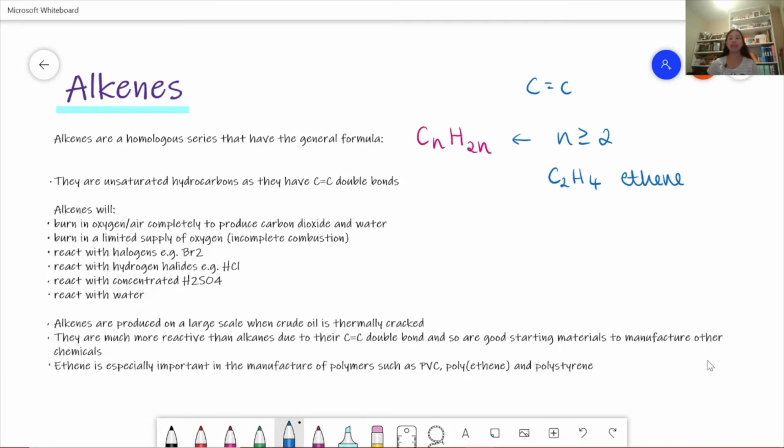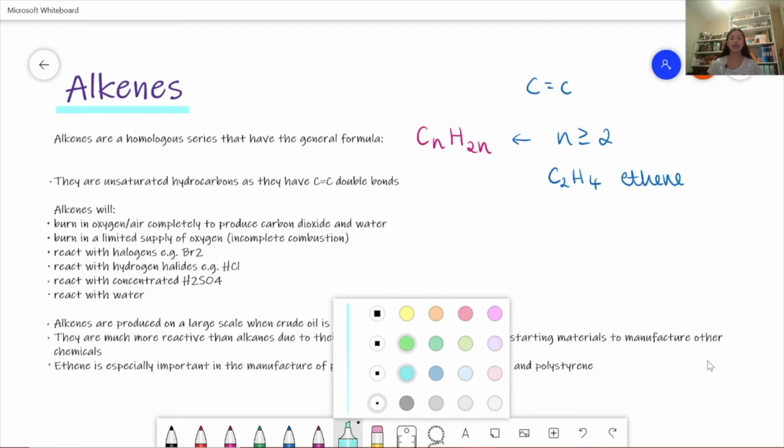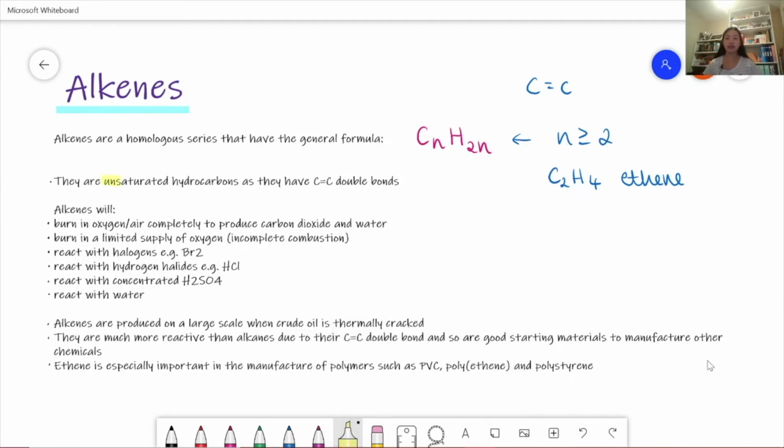Another thing about alkenes is that they're unsaturated hydrocarbons, and this is because they have carbon-carbon double bonds. Alkenes will burn in oxygen completely to produce carbon dioxide and water, and they will also burn in a limited supply of oxygen, so incomplete combustion, and that would produce carbon monoxide or carbon. And alkenes will also react with halogens, hydrogen halides, concentrated sulfuric acid, and water.